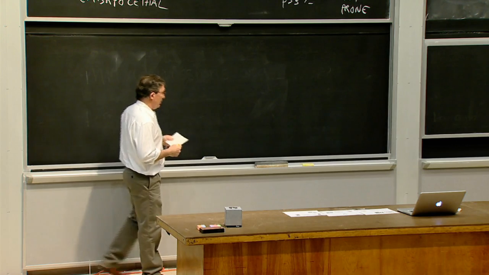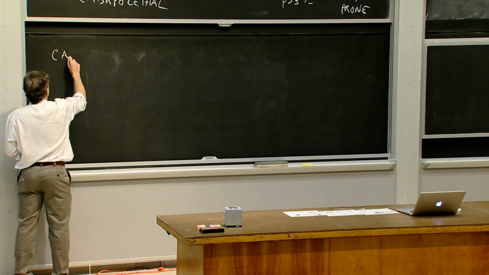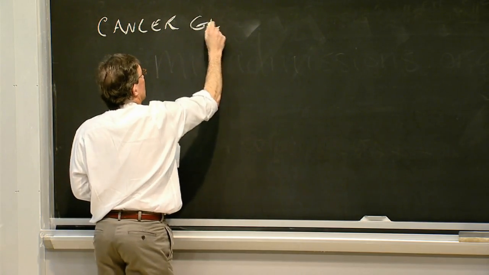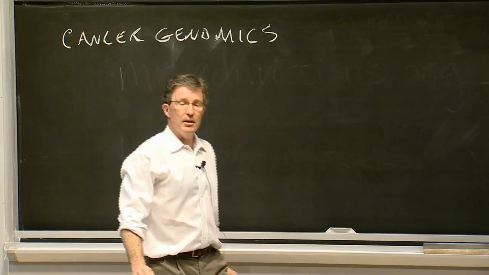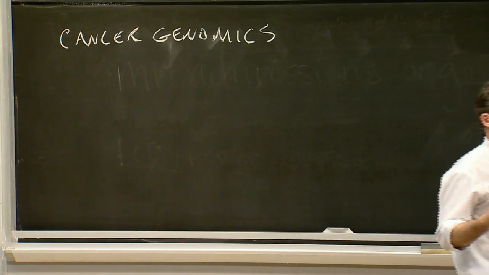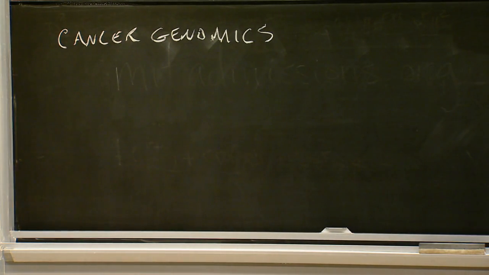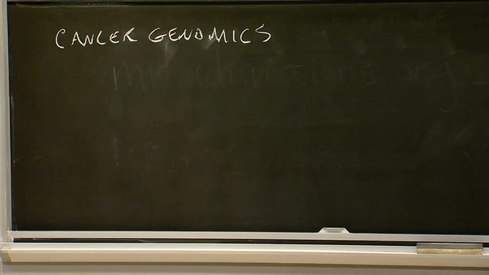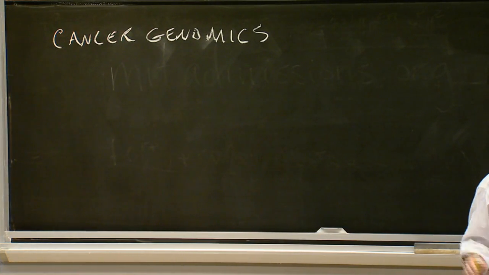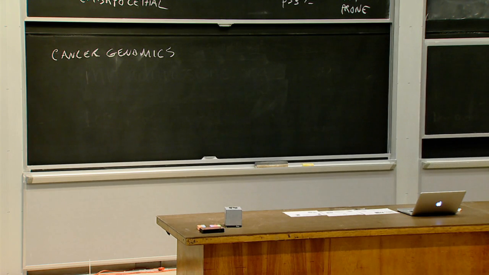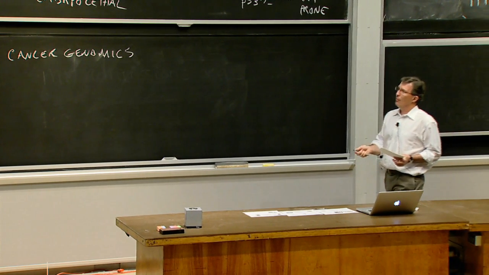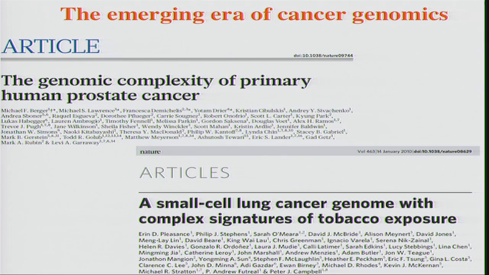We are now entering an era, over the last couple of years really, where many, many more cancer genes are being discovered through the application of genomic sequencing in the context of cancer. Cancer genomics is all the rage, including here at MIT, for example, in the Broad Institute. And there are many papers appearing in the literature like these, looking at the complexity of the genome of individual cancers, like this study out of the Broad on prostate cancer, and this study out of the Sanger Institute in England on small cell lung cancer.